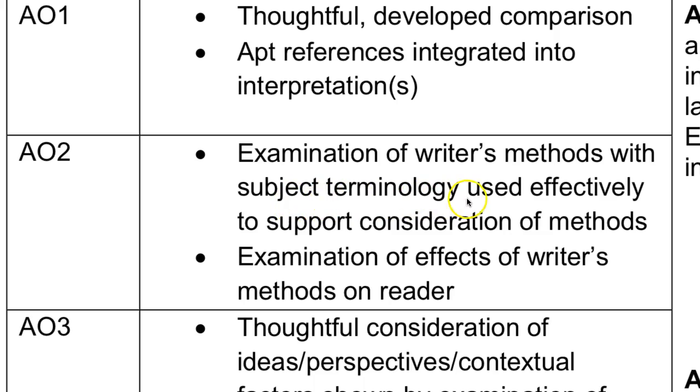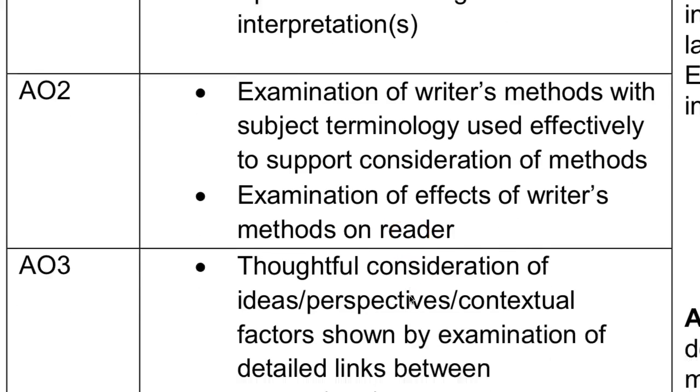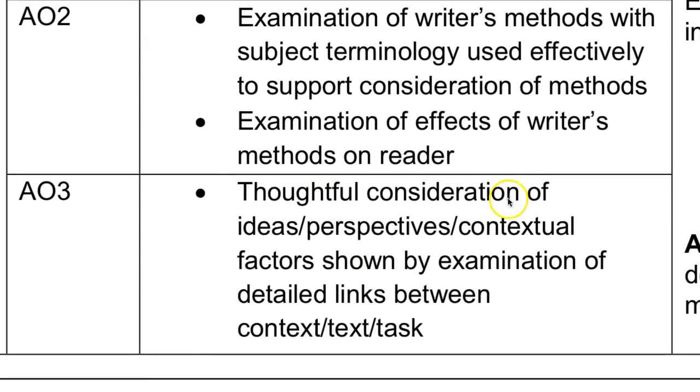And the subject terminology was used effectively, even though I criticise just chucking in that it's a verb. Was there an indication of the effects on the reader? Yes, every time he wrote about what it makes us think, that was an effect. Did it consider different perspectives? It did. Did it consider the context?